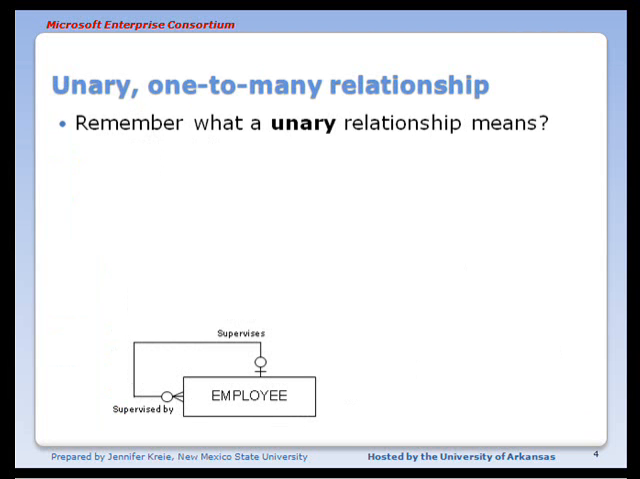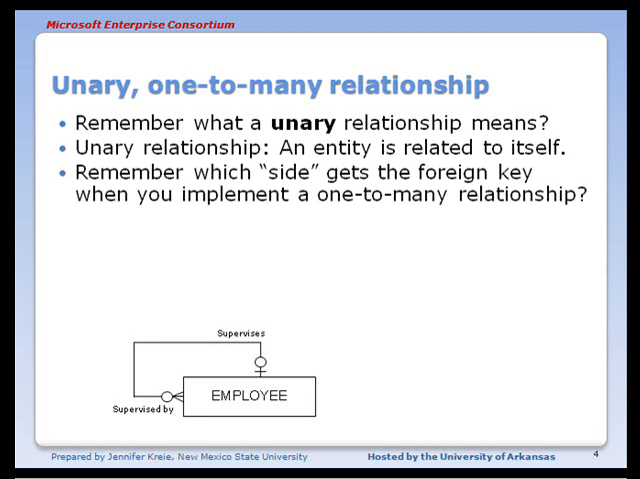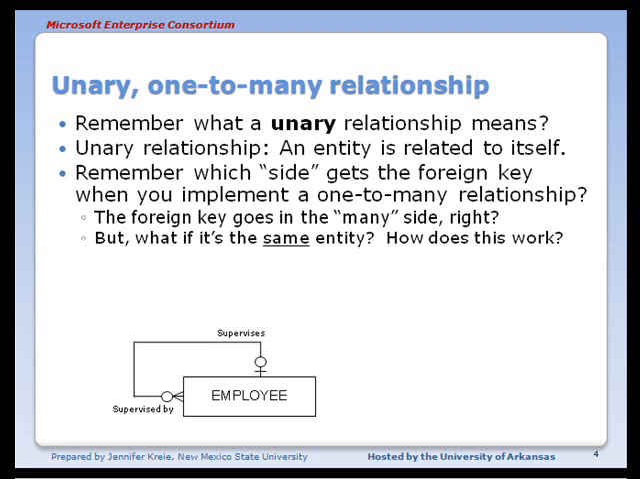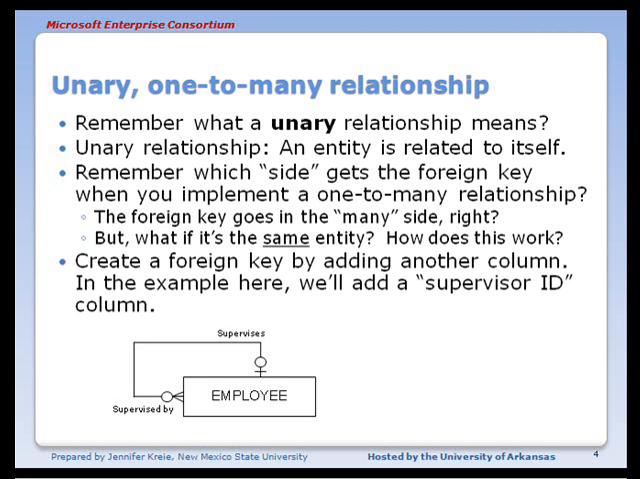So let's implement a unary one-to-many relationship. Do you remember what a unary relationship is? It's where an entity is related to itself. And we know from a previous presentation that in a one-to-many relationship, the many side gets the foreign key. But what if it's the same entity? How do you make this work? Well, we're simply going to add a column to the entity, and it's going to serve as the foreign key. In this example, we will add a supervisor ID column.